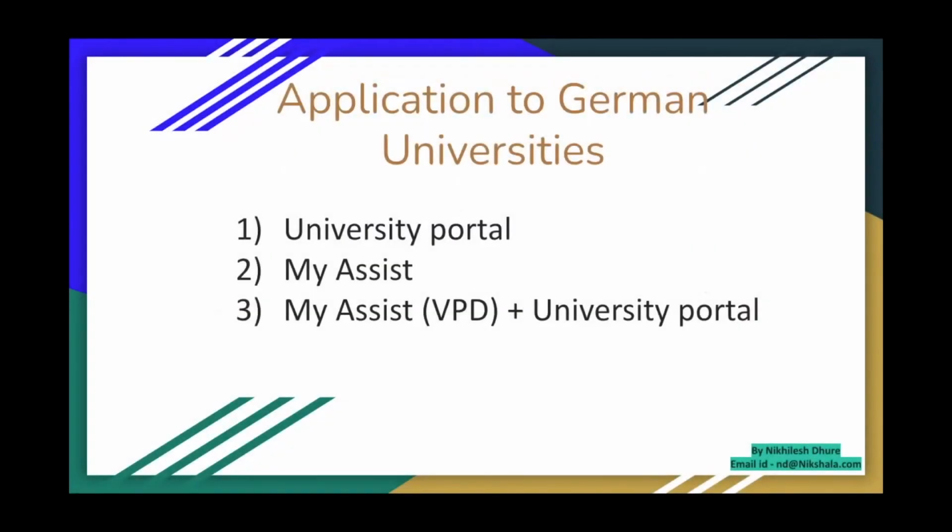So in Germany, the application is done via 3 ways: via university portal, via My Assist, or a combination of first and second. Now, how do you know which way a university is willing to take your application? Well, you'll have to check on the course website.